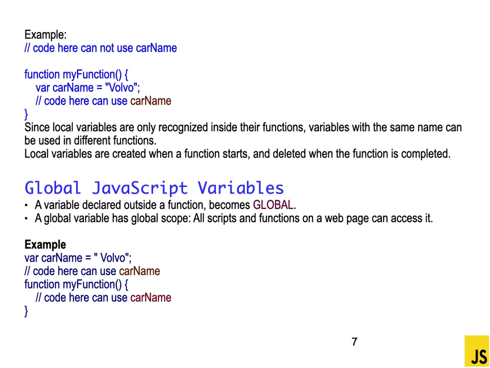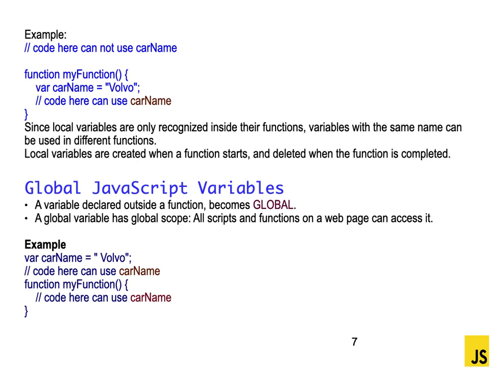Now on the other hand, we have global JavaScript variables. A variable declared outside a function becomes global. That means a global JavaScript variable can be accessed from anywhere in that particular program. A global variable has global scope. All scripts and functions on a web page can access it.